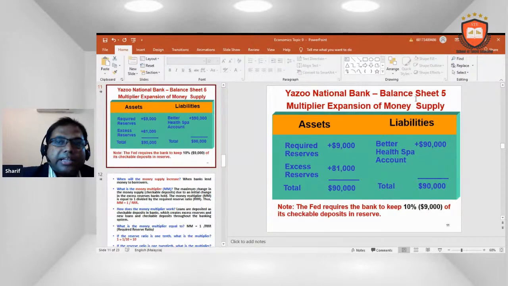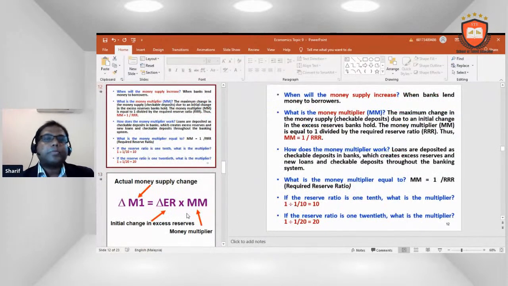Yazoo National Bank balance sheet, multiplier expansion of the money supply. The Fed requires the bank to keep 10% of its checkable deposit in reserve. When will the money supply increase? When banks lend money to borrowers. What is the money multiplier? The maximum change in the money supply due to an initial change in the excess reserves banks hold. The money multiplier is equal to 1 divided by the required reserve ratio, that is, 1/RR.